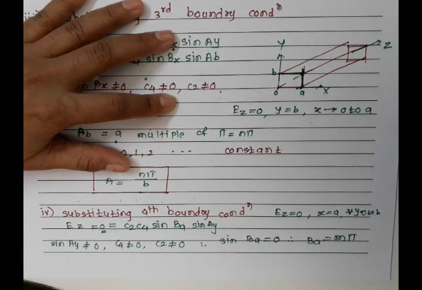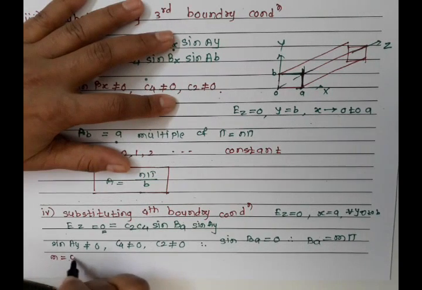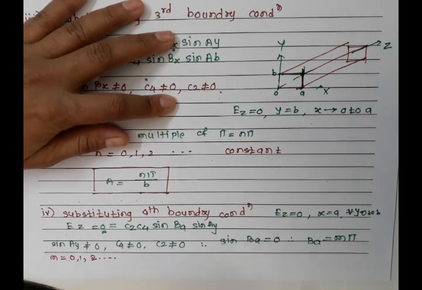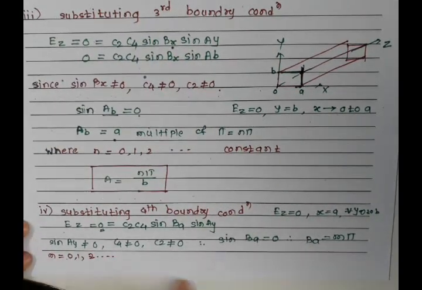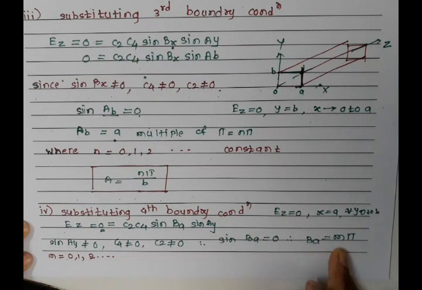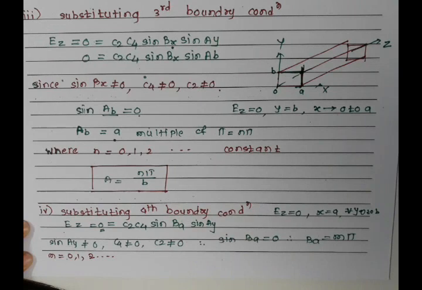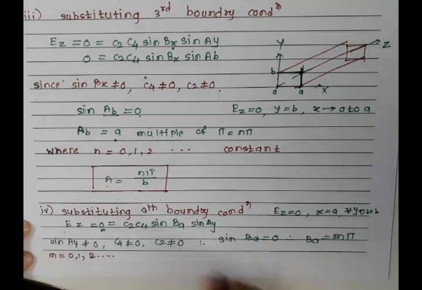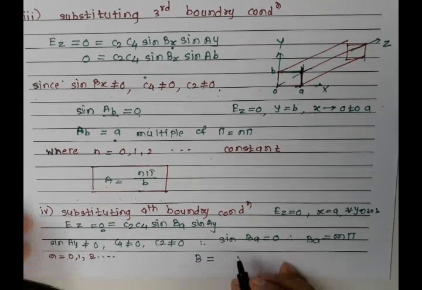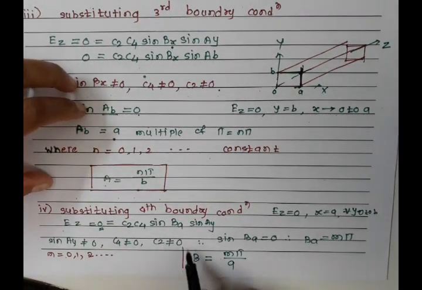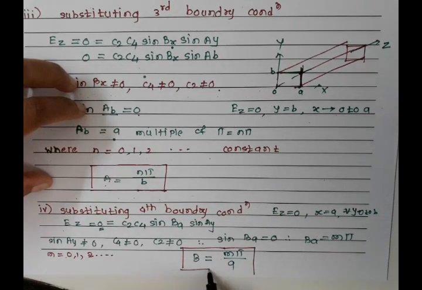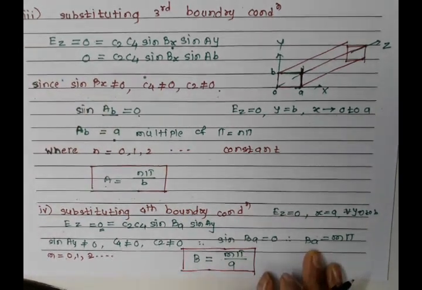So here m is nothing but one of the constants which may vary, m may vary from 0, 1, 2, and this must be a constant. So here I can derive, if sine of BA is equal to 0, so BA is equal to m pi, and that's why I am deriving again. I have derived something here, and here B is equal to m pi by A. So I have got A here, I have got B here. So A is n pi by B and B is nothing but m pi by A.